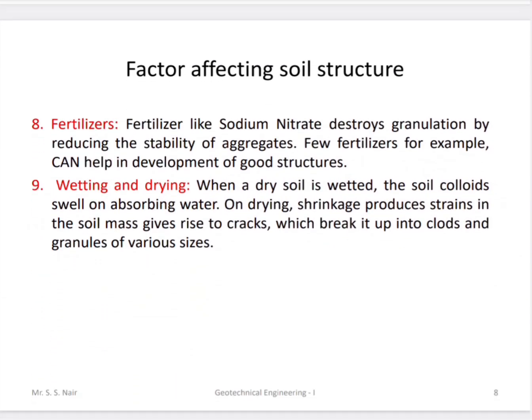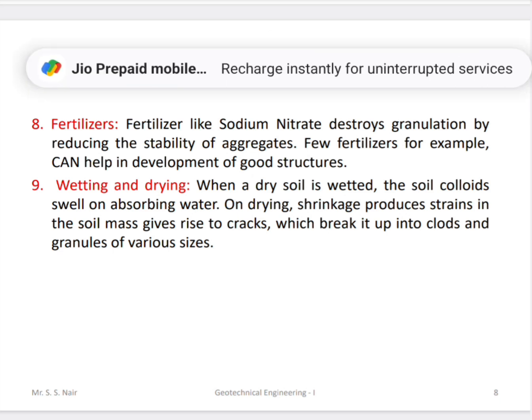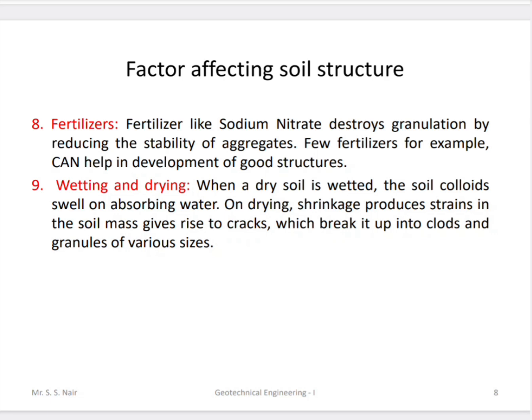Fertilizer like sodium nitrate destroys the granular structure by reducing the stability of aggregates.